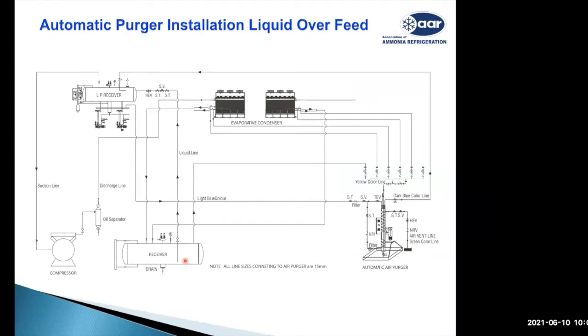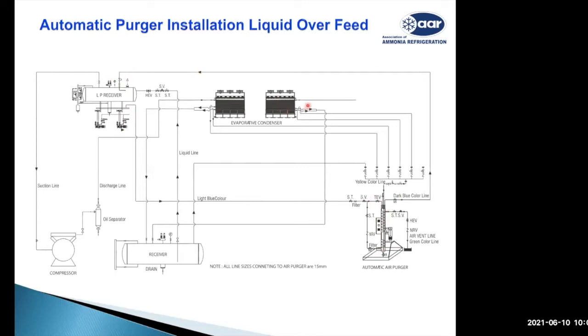This is a typical installation drawing for an air purger with a liquid overfeed system. You can have multiple evaporative condensers. Outlets can be connected to the purger. A purge point can be taken from the receiver, and then liquid is fed from the low temperature outlet of the LP vessel or your pump feed line, and it's again taken back to the LP vessel. So what I was talking about, this liquid line, make sure that this air purger or the purge vessel is cooled and condensed, and whatever the liquid is there, it is taken out.